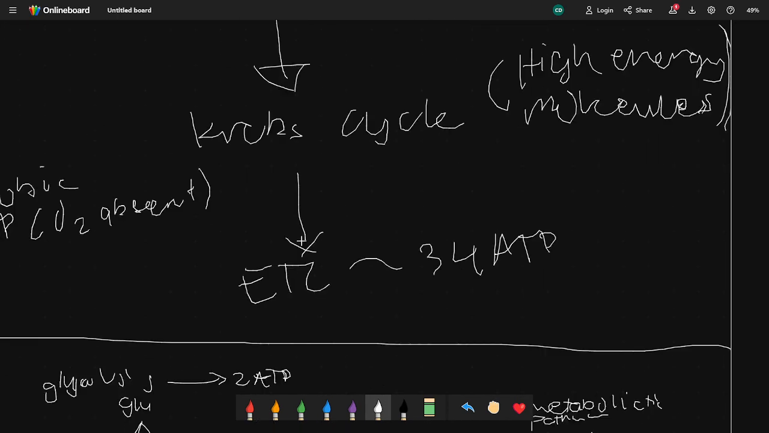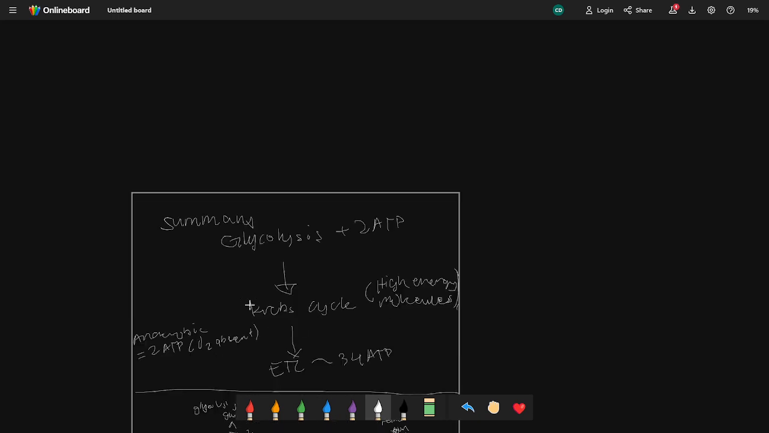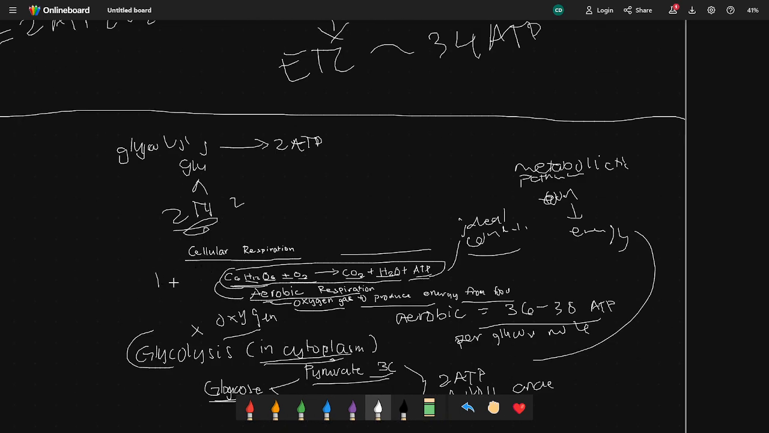That's why in the general equation for cellular respiration, we have one molecule of glucose and O2, which becomes the byproduct H2O, and then we get ATP.